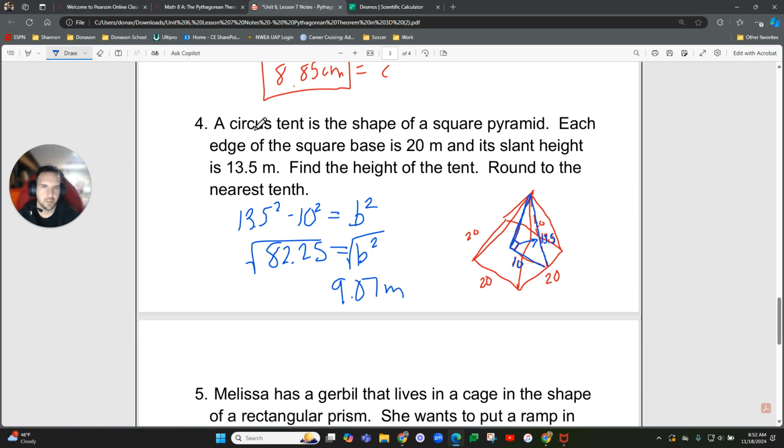What is this for? Oh, a circus tent. So 9.07 meters is like 30 feet tall, so that would make sense for a pyramid. For a tent, anyways. And if it's 20 meters long, that's like 65 yards by 65 yards. That's a big tent.